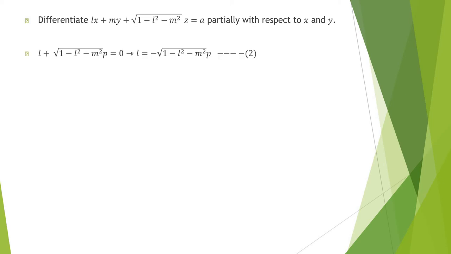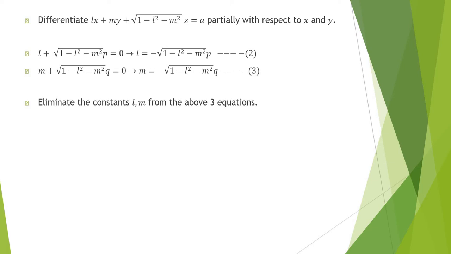So differentiate with respect to x and we'll get L plus square root of 1 minus L square minus M square times P equal to 0. So L equal to minus square root of 1 minus L square minus M square times P. Again remember, P is dou Z by dou X. When we differentiate with respect to Y, we'll get M plus square root of 1 minus L square minus M square times Q equal to 0, which means M equals minus square root of 1 minus L square minus M square times Q.